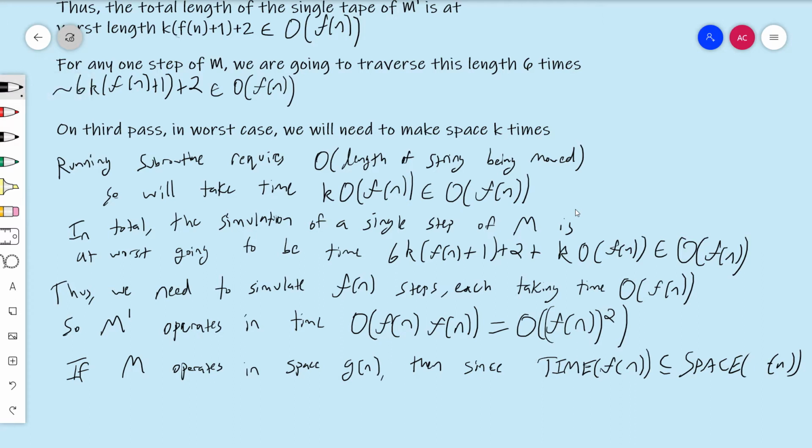So since time f of n is always a subset of space g of n, I know that, and M prime, I noted, the worst case length of this string is going to be O of f of n. So M prime uses space O of f of n. So M prime uses space O of g of n, right? Because f of n is an element of O of f of n, but it's also an element of O of g of n.